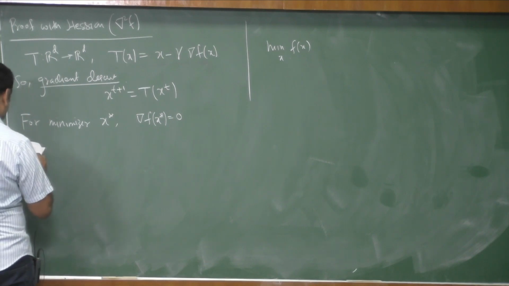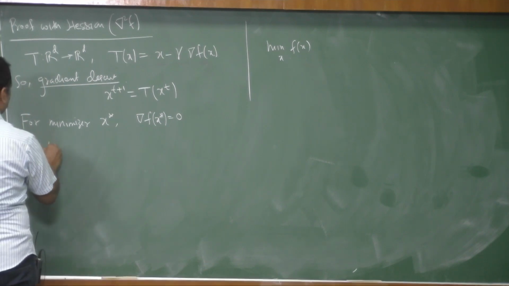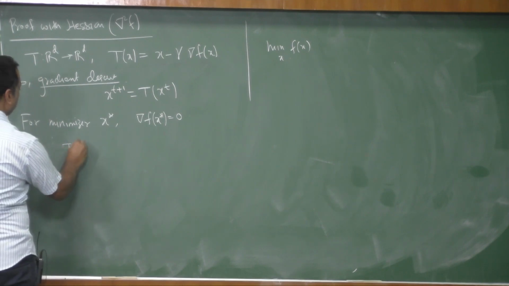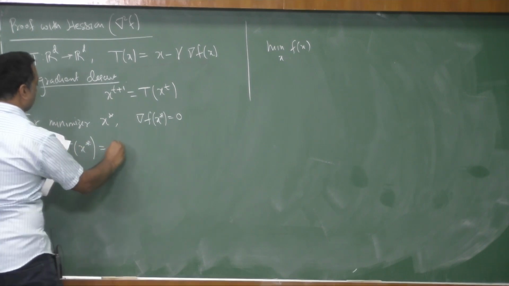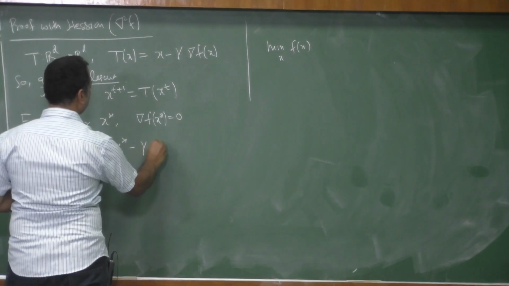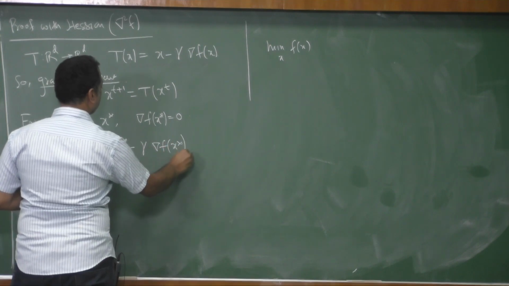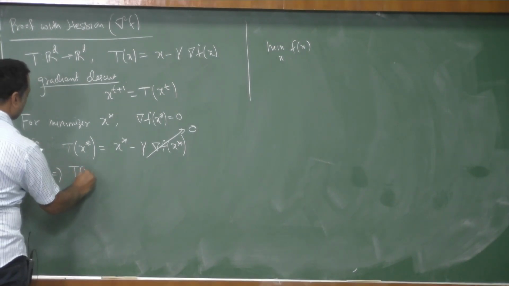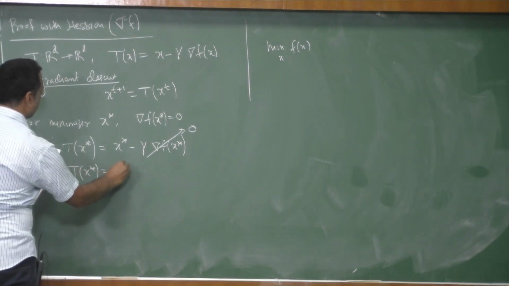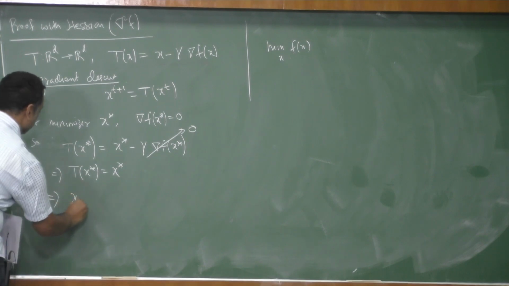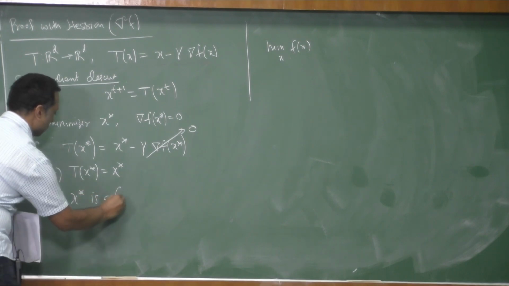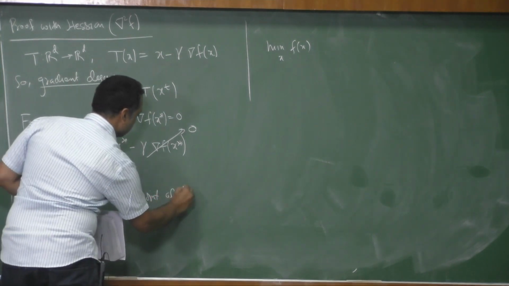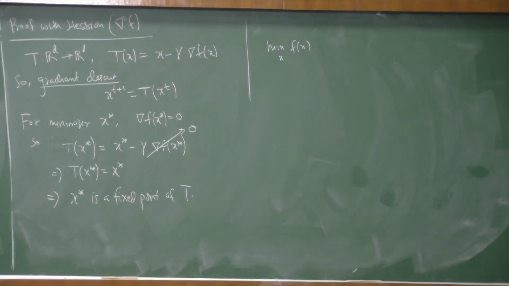So this implies T of x star will be x star minus gamma grad f(x star), but at x star this is 0. So this implies T of x star is x star. This implies x star is a fixed point of the operator T.